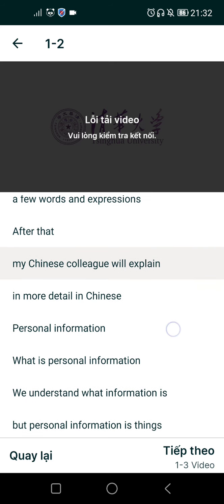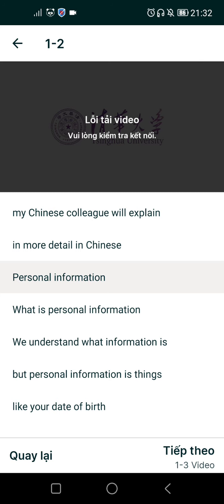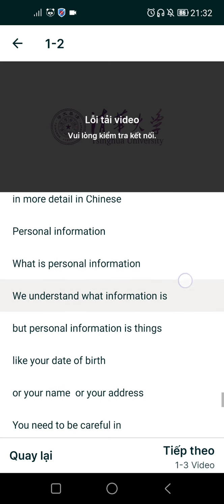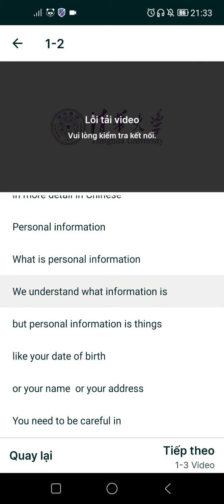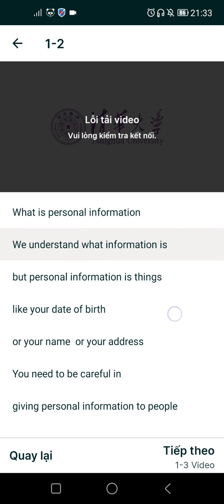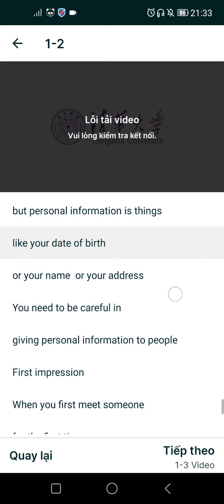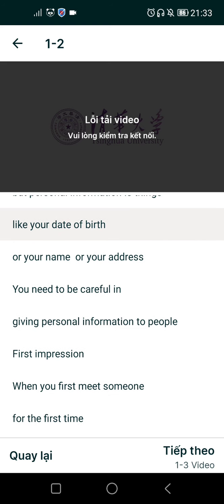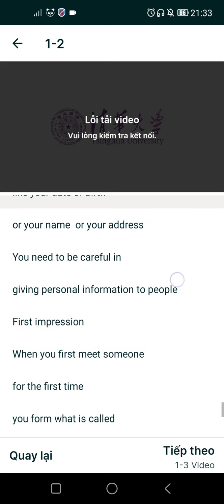Personal information. What is personal information? We understand that personal information is things like the date of birth, your name, or your address. You need to be careful in giving personal information to people.